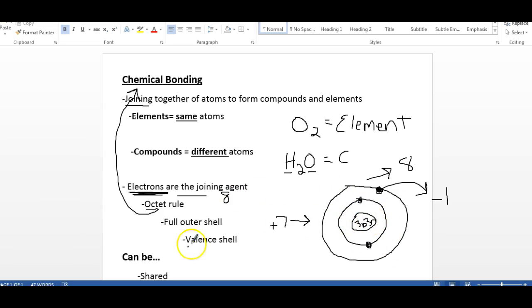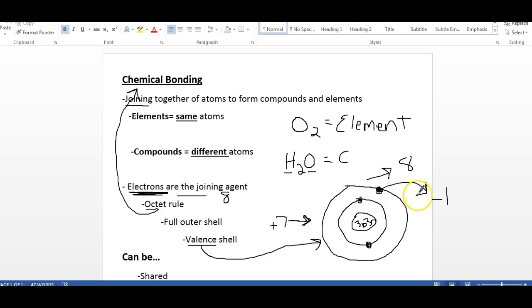Okay, and this is a side note here. This outer shell is called the valence shell. The valence shell is where all the bonding behavior takes place. So lithium loses an electron. If you think about this, what's easier? Taking on 7, where 7 separate things have to happen, or just getting rid of one thing?